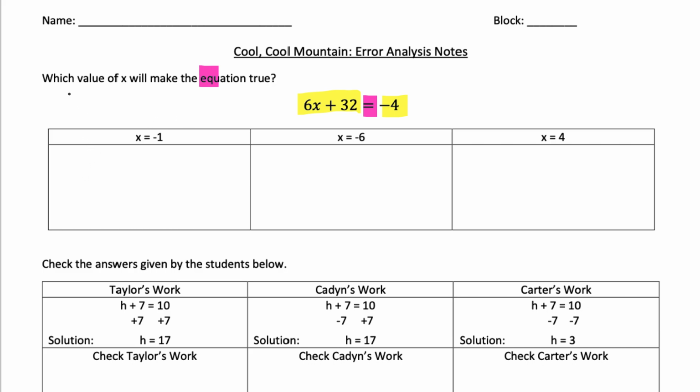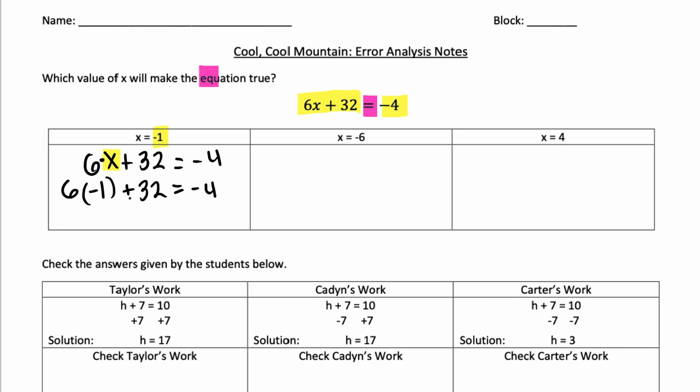So in the first example, it says which value of x will make the equation true. I have this equation that says 6x plus 32 is supposed to equal -4. And in my first box here, it's asking me to replace x with -1. So I'm going to replace the x value here with a -1. Remember that when we have an x value next to our number, the 6 is the coefficient and our x is our variable. That means it's multiplying, so we can either use the dot or parentheses to show that it's multiplication. We're going to add 32 to that and then see if it's equal to -4.